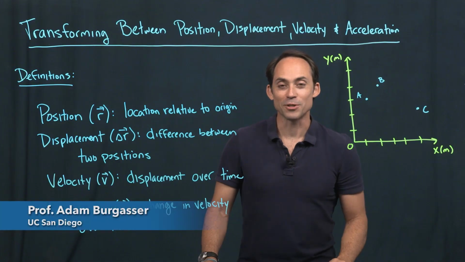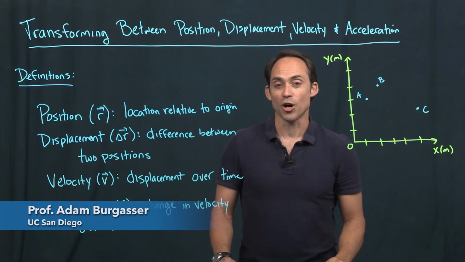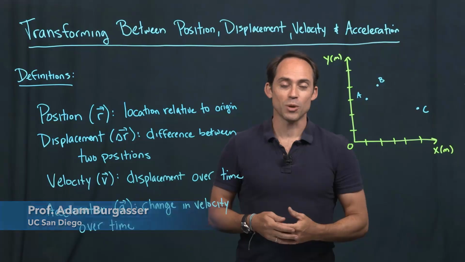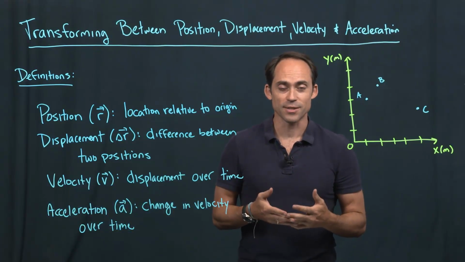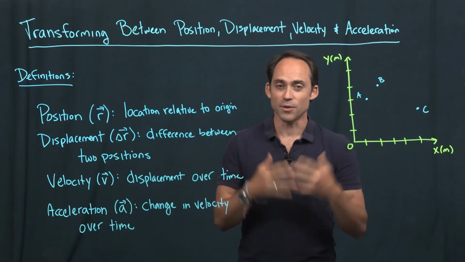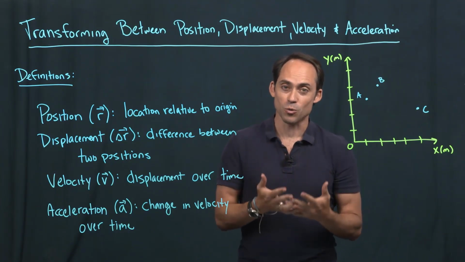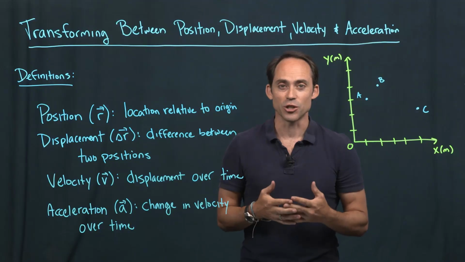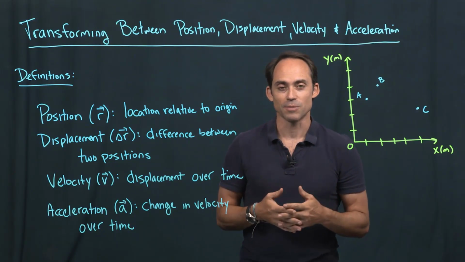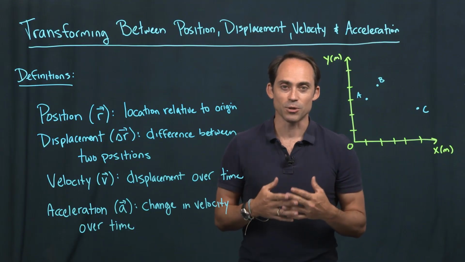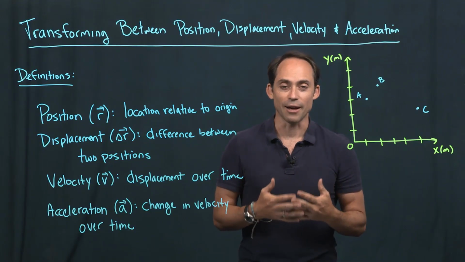Hi everyone, I'm Professor Burgasser, and in this video we're going to be talking about the transformation between our main kinematic quantities: position, displacement, velocity, and acceleration. In this video we're going to be talking about the average quantities of velocity and acceleration. In the next video we're going to be talking about how we do those through instantaneous measures. This will be based mostly on algebra. The instantaneous is based mostly on calculus.